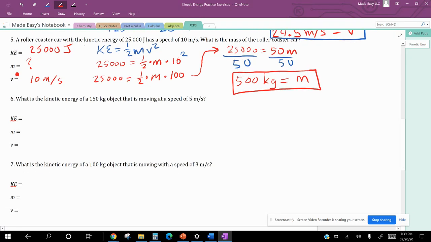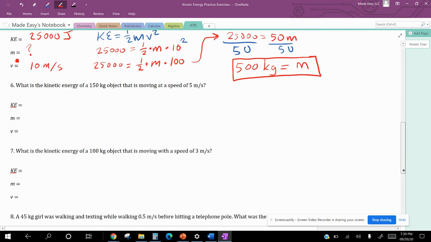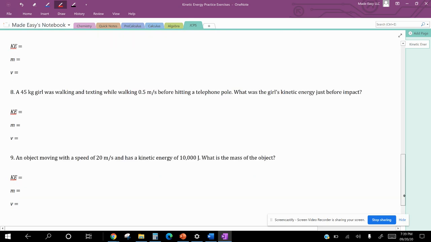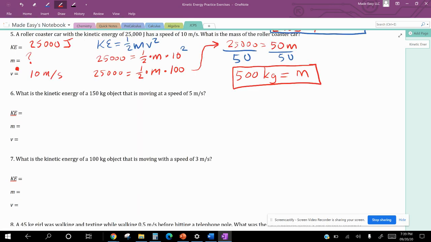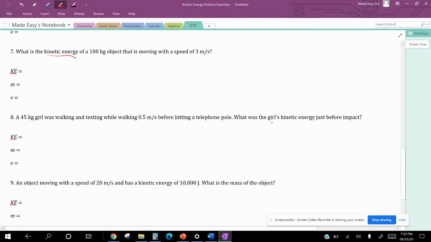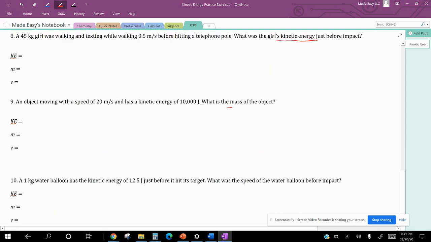You're going to be doing five problems on your own: 6, 7, 8, 9, and 10. Here it says, what is the kinetic energy? So we're going to be solving for kinetic energy for number 6. This next one says, what is the girl's kinetic energy? So we'll be solving for kinetic energy. Number 9, we're going to be solving for mass. And number 10, we're going to be solving for speed. Number 10 is the one where you're going to do the square root thing.